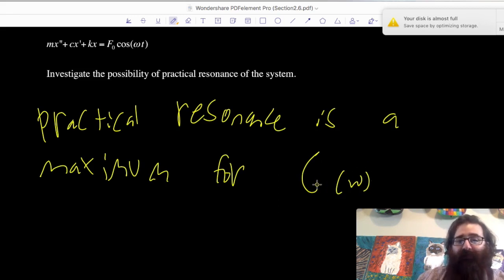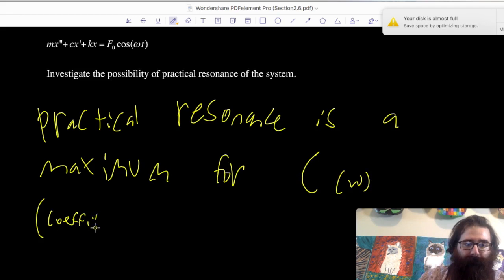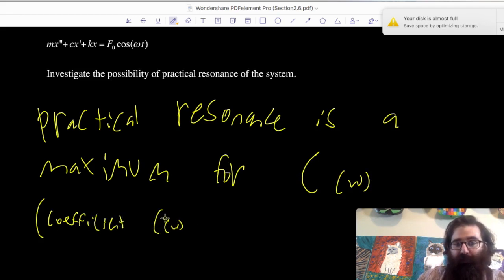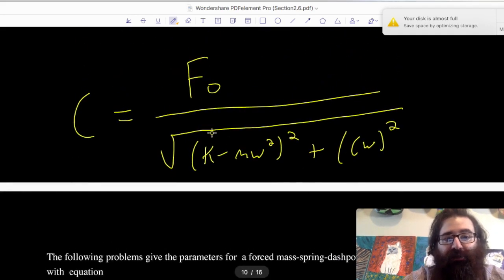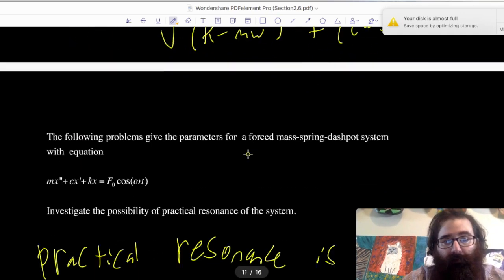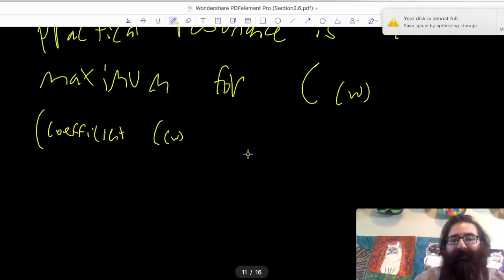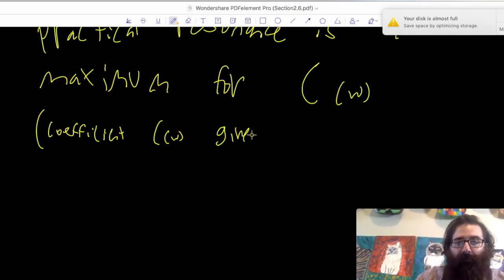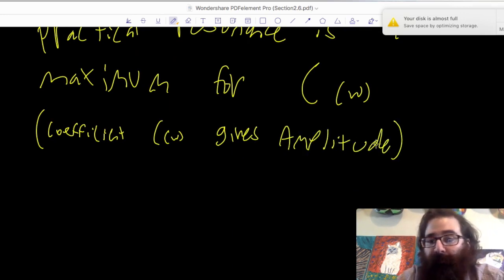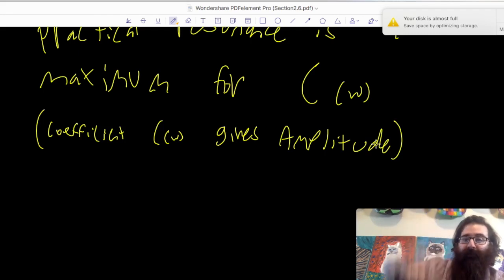What is this coefficient doing? This coefficient C of omega, it's a function, so call it capital C if you want. I'm calling it C of omega since it is a function of omega. It's sort of the variable there. It gives me amplitude. And that's important for these sinusoidal functions to know how far up and down they go. I want to know the amplitude of them.